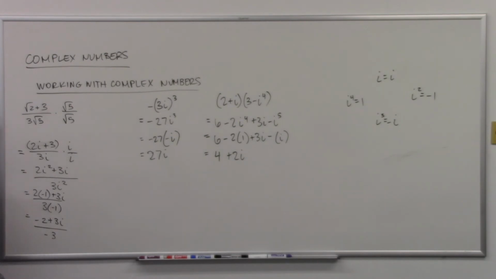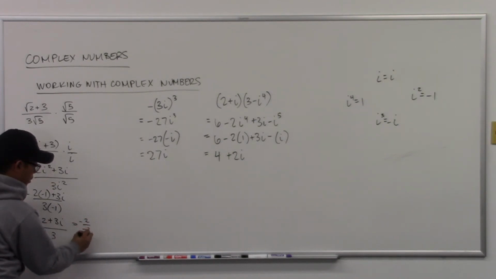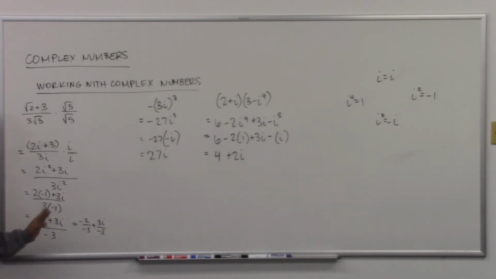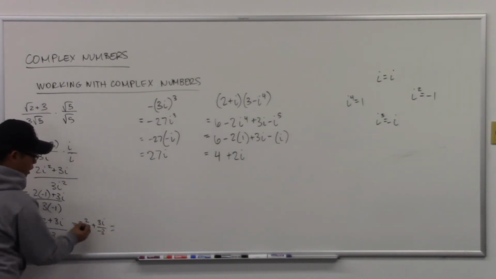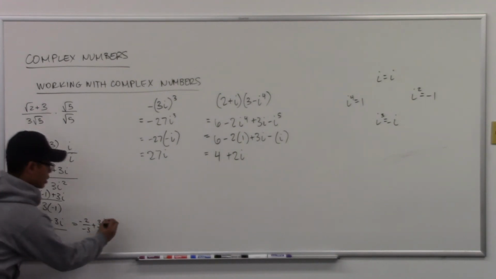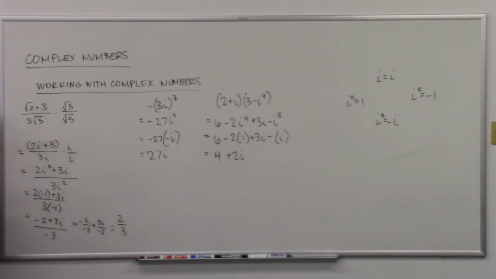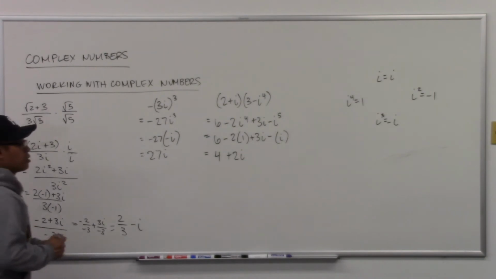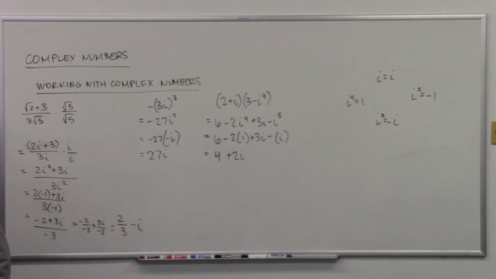The better way to write this, though, is to write each part over top of that negative 3 so that you get negative 2 over negative 3 plus 3i over negative 3, so that you can get it into a plus bi form, separating the real part from the complex part. Okay? Negative 2 over negative 3 reduces to? And 3i over negative 3 reduces to? Yes. That's the answer to this. Okay? There's one more case, and that's when there's a binomial denominator.